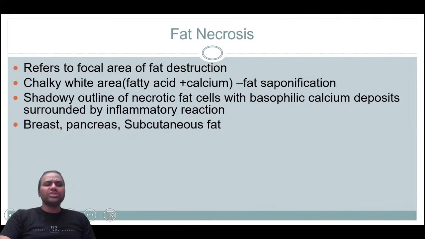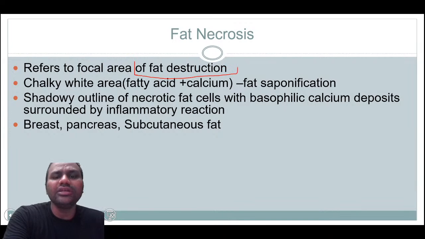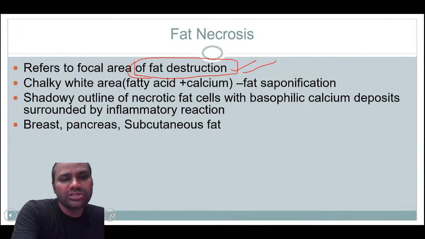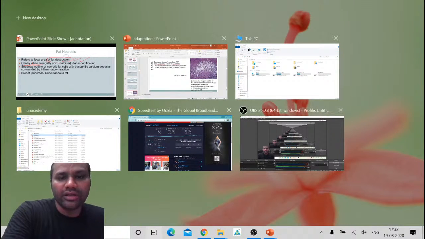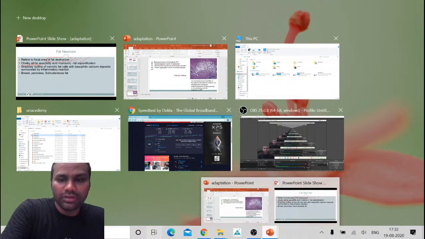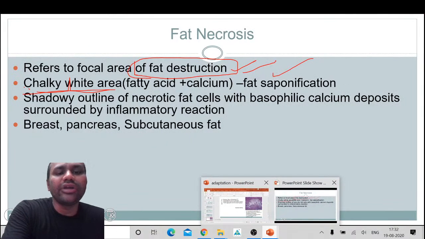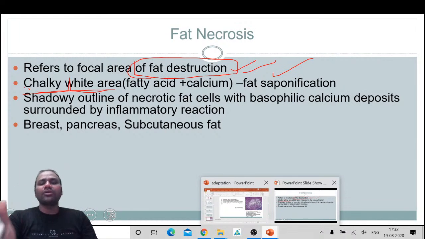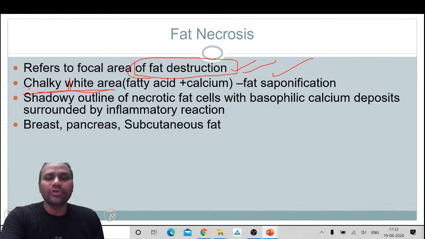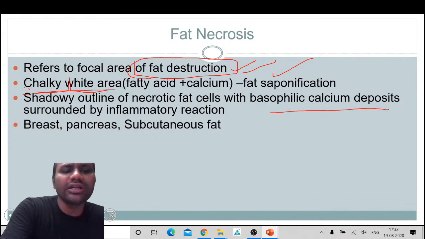Fat necrosis is actually a focal area of fat destruction. It's more a fat destruction than a necrosis. There will be chalky white areas. Here you can see, because of fat saponification, there will be chalky white areas, and a shadowy outline of necrotic fat cells, with basophilic calcification deposits over there. A frequently asked question is pancreatitis.